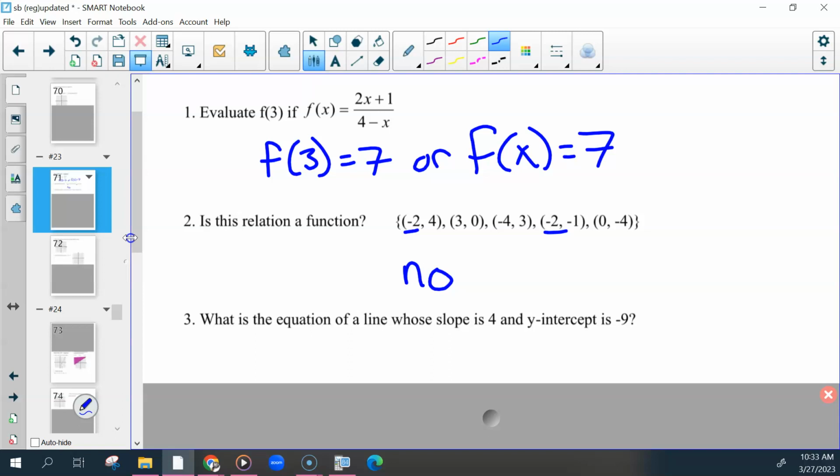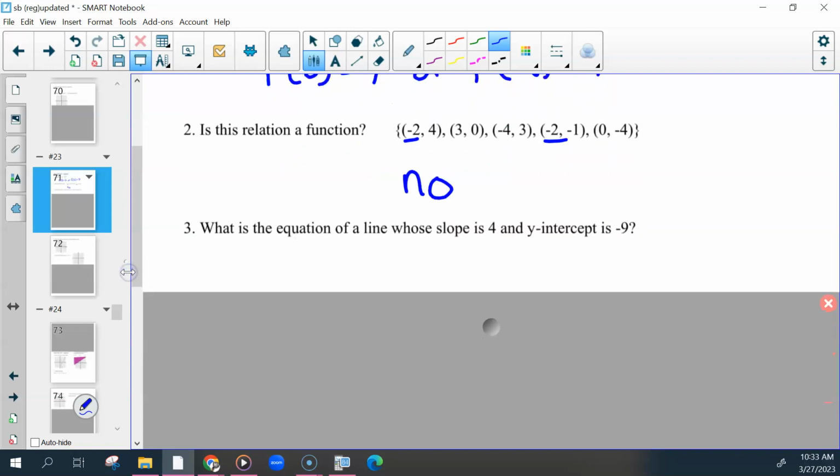For number 3, if you were to use Desmos, it would really just be for graphing purposes, but this one wants you to write the equation of a line, so you would still have to know how to read the graph. And since they tell you what the slope and the y-intercept is, you don't really need it. Just put those together. Y equals 4x minus 9.